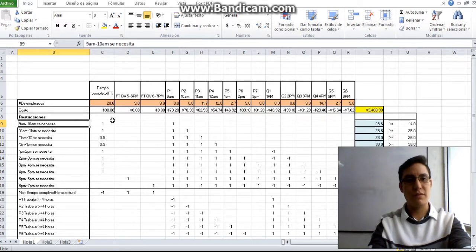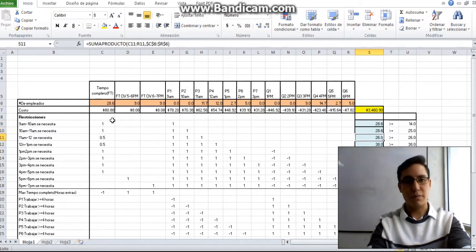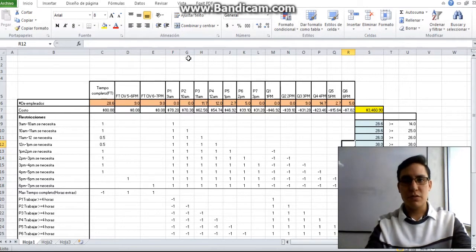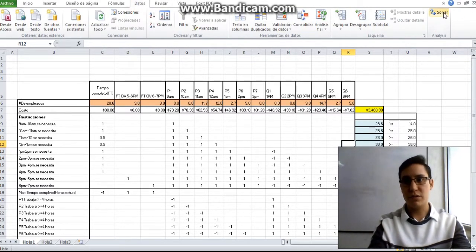The 9 a.m., 10 a.m. periods need this quantity of employees. The same with the other period hours. And I show you the exercise solved with Solver.